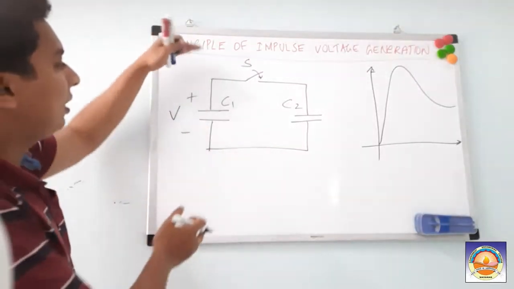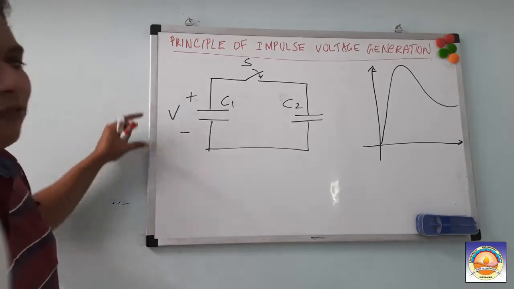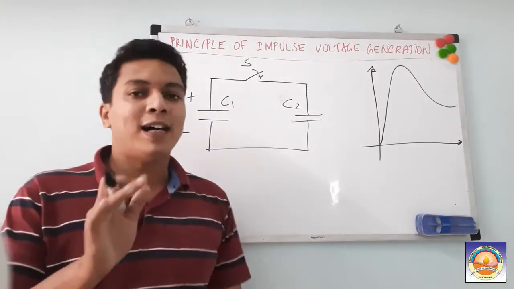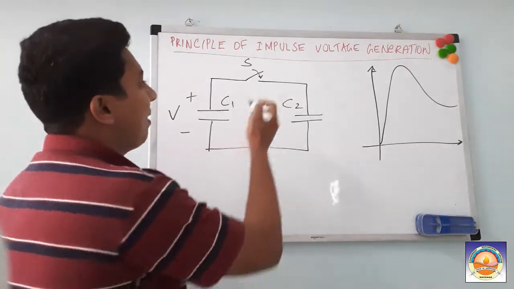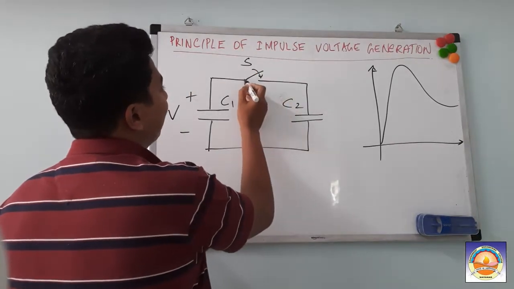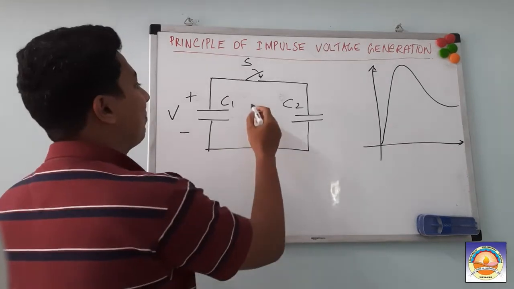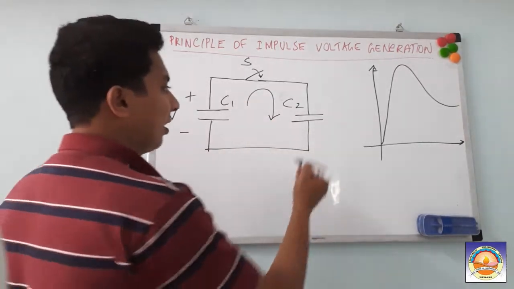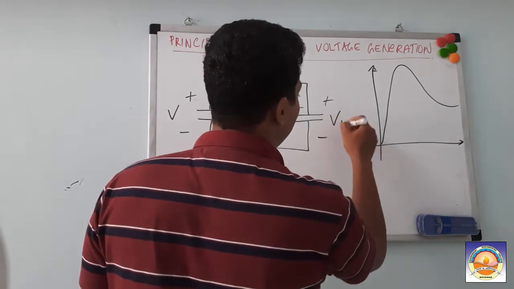Okay. So it is already charged and it is having a potential of plus or minus V across the capacitance C1. Once it is there, I am going to close the switch. So this switch is closed. Because of that, what will happen? This capacitor C2 will get charged to a potential. Let me call that potential V1.